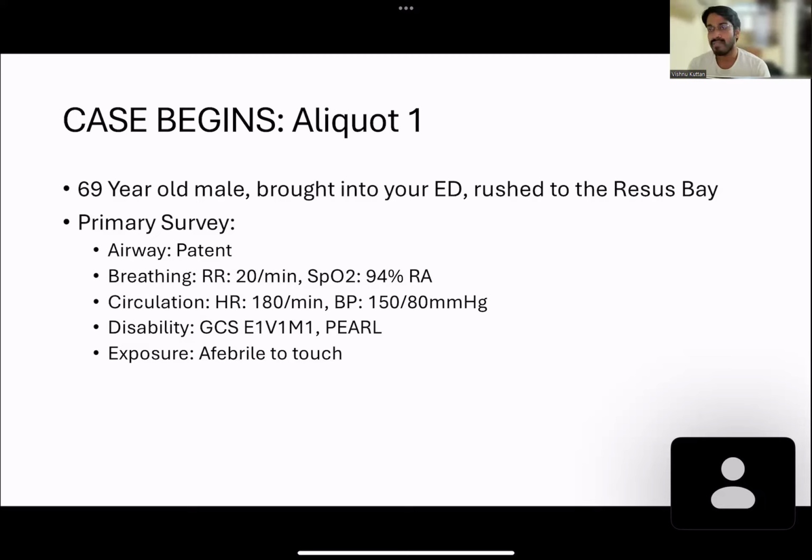It is not like a GCS less than 8 means that the patient's airway is bad. That is never the case. Airway is a separate thing. Disability is a separate thing. We have patients who are even V1 M1 maintaining a perfect airway as well. It has happened plenty of times.